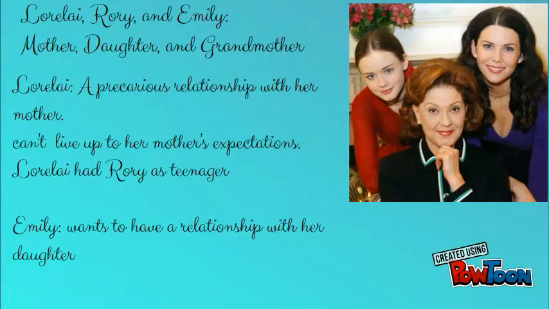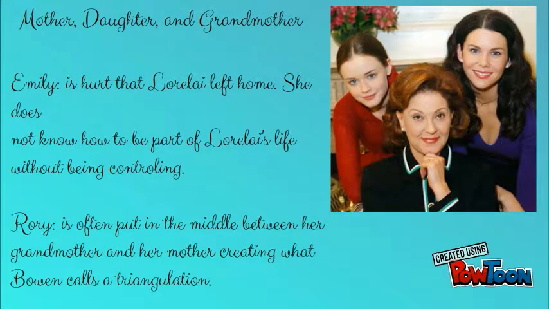Emily clearly wants to be a part of Lorelai's and Rory's life. Emily is hurt that Lorelai left home. She does not know how to be a part of Lorelai's life without being controlling. Rory is often put in the middle between her grandmother and her mother, creating what Bowen calls triangulation.